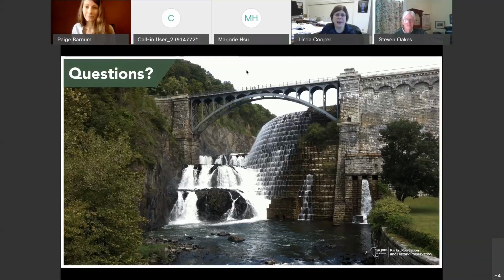So we're the state. Westchester County is, New York State is a home rule state. So these are guidelines. This is not required. We have some authority under SEQRA and under that 1409 of the Historic Preservation Act, but we are not mandating that anybody follow these.